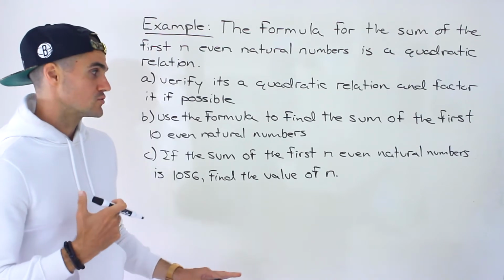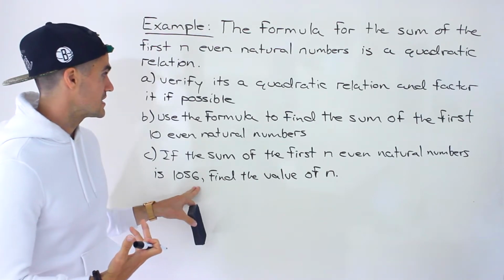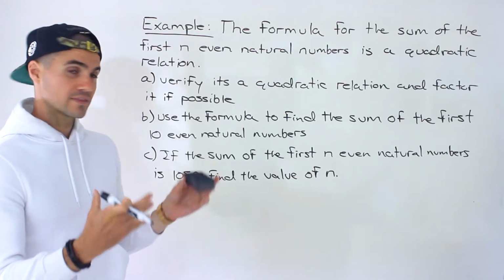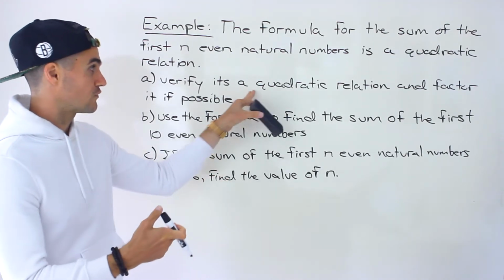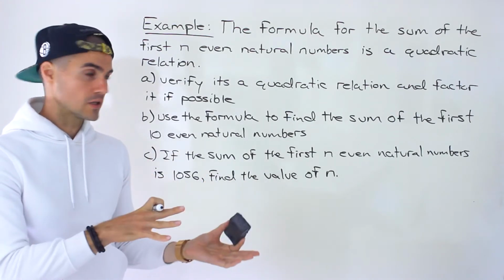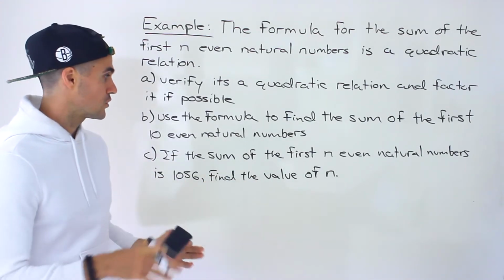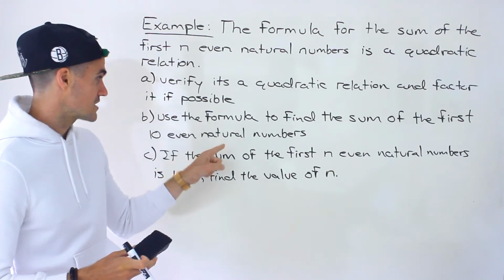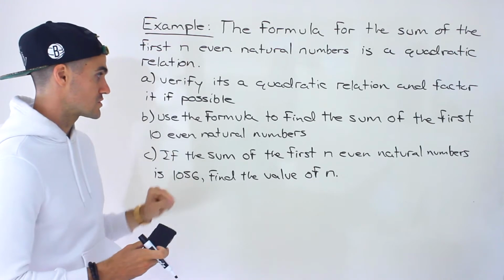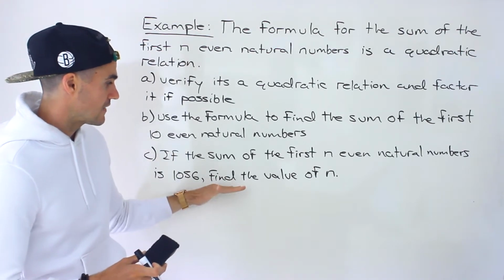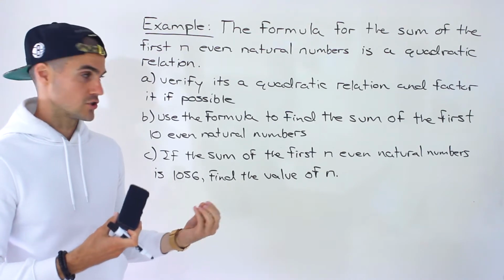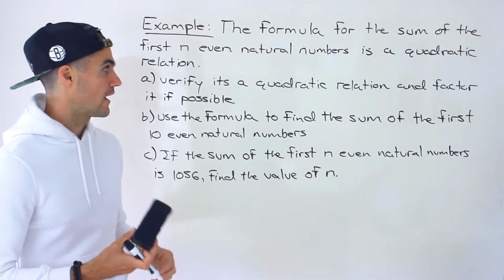So we're actually not going to be using equations all the way to part C. With part A and part B, first we have to verify it's a quadratic relation. We're going to do that with first differences, and we have to find the formula. And then we have to use the formula to find a certain sum, the sum of the first 10 even natural numbers. And then finally in part C, we'll set up the formula as an equation and then solve for n.